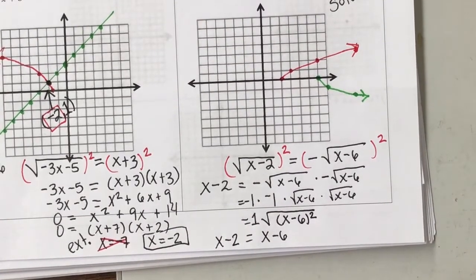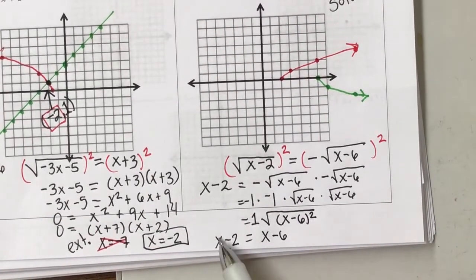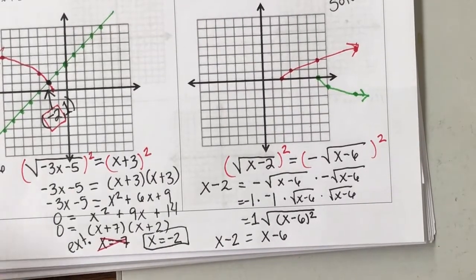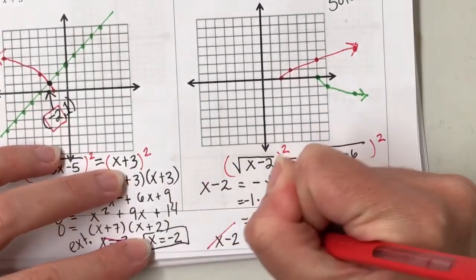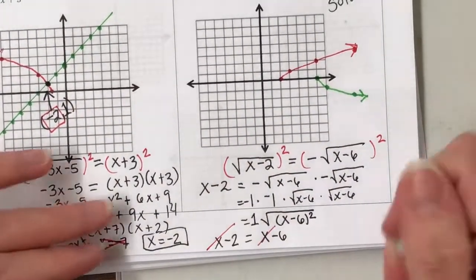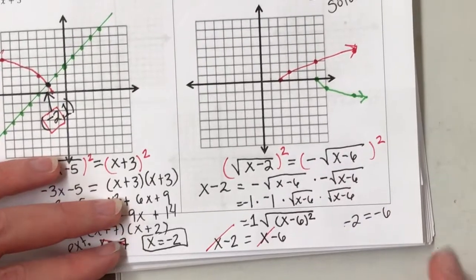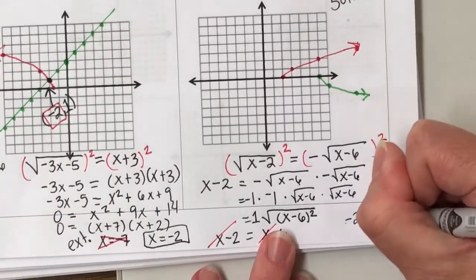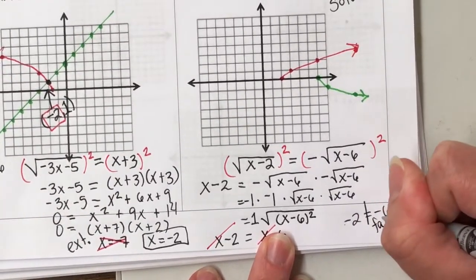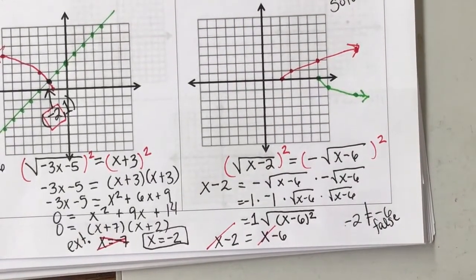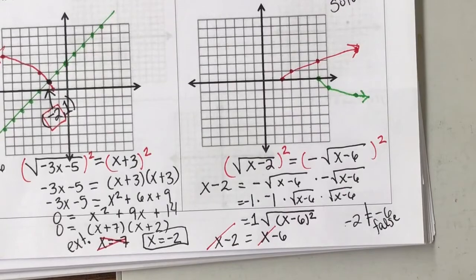And so when I go to get x by itself, if I move this x over here, they wind up canceling each other out, leaving me with negative 2 is equal to negative 6. And we know that that is not true. That's a false statement. And anytime you get a false statement, it's going to be no solution.